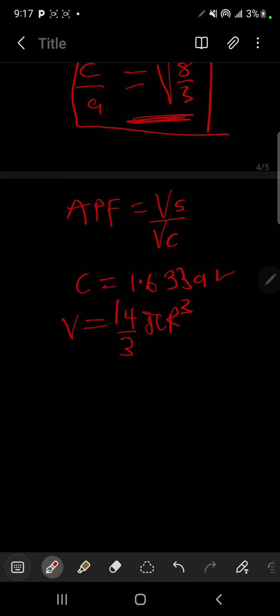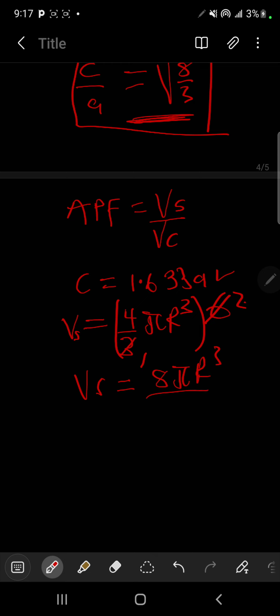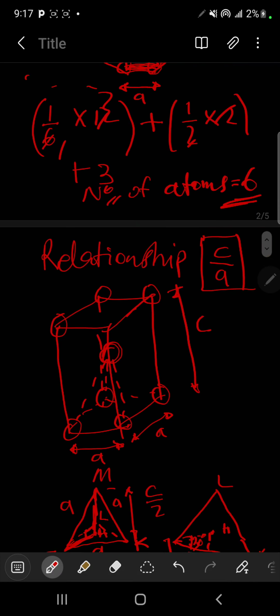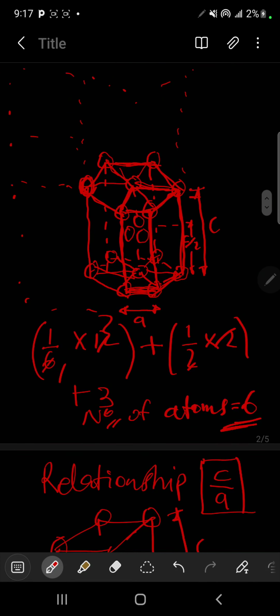Recall, we said there are actually 6 spheres, which is what we obtained from getting the ratios of the shared atoms. So 2 times 4, we just get 8 pi r cubed. We have obtained this thing here. But what about the volume of the unit cell? So that is going to be a bit tricky for us, but we just need to do it.